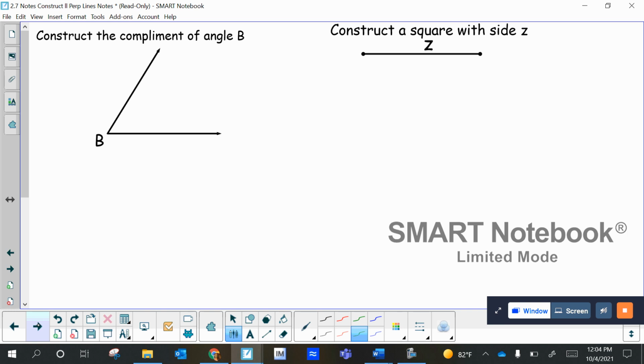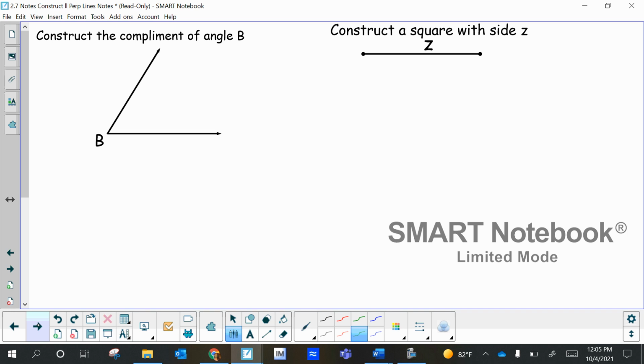Okay, this is our last two problems. What does complement mean? That's right, there are two angles that add up to be 90. So angle B and what other angle is going to add up to 90? Okay, this is not a protractor moment. You do not get your protractor. You're going to construct a 90-degree angle.